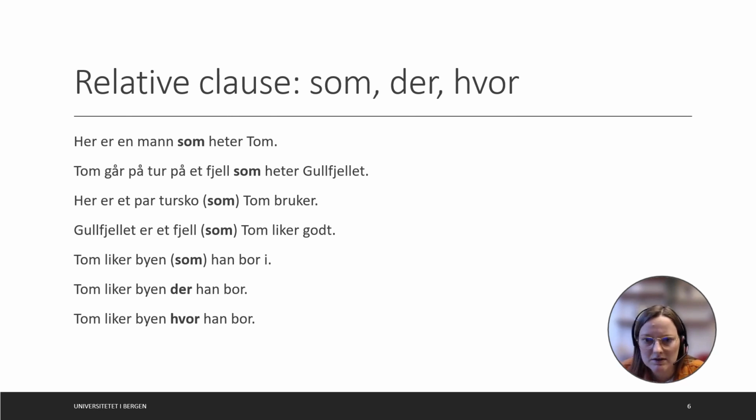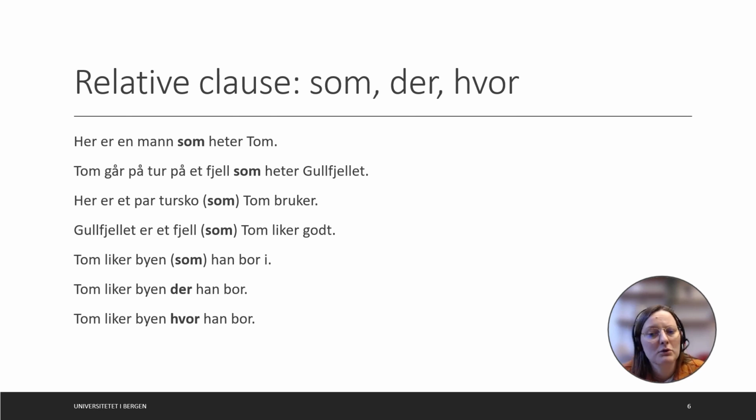But som is used to describe, for example, an object or a different kind of element a bit further. Så, her en man som heter Tom. Here is a man who is called Tom. Som heter Tom is giving a more detailed description of the object en man.